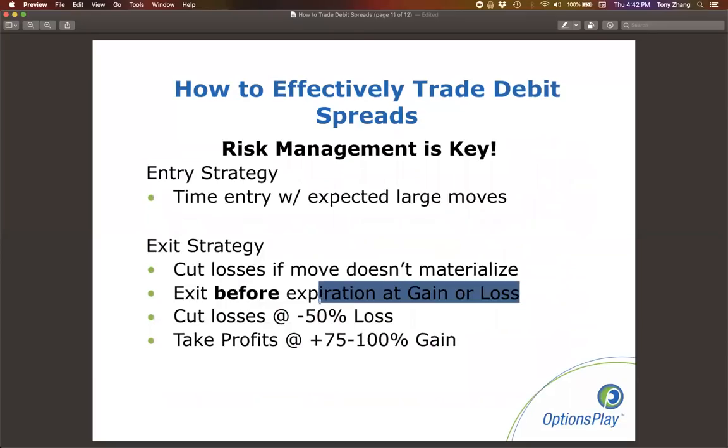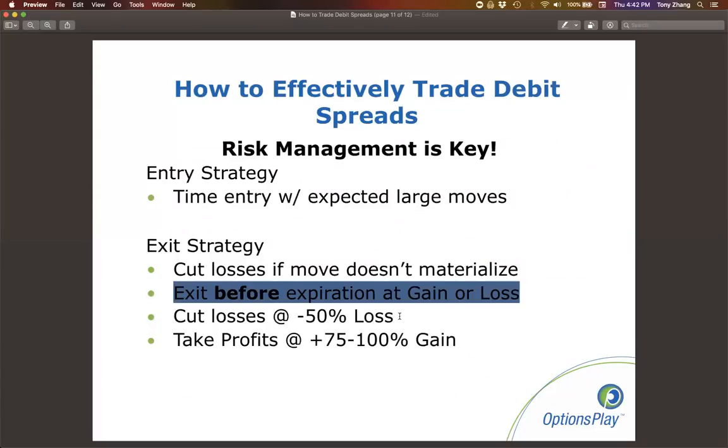Second of all, debit spreads is really generally a strategy where you want to exit before expiration. Debit spreads is not a strategy that you typically want to hold to expiration. Just like when you buy a call or a put, you generally don't hold those strategies to expiration. Same thing with the debit spread. So how do you decide when to exit a trade?